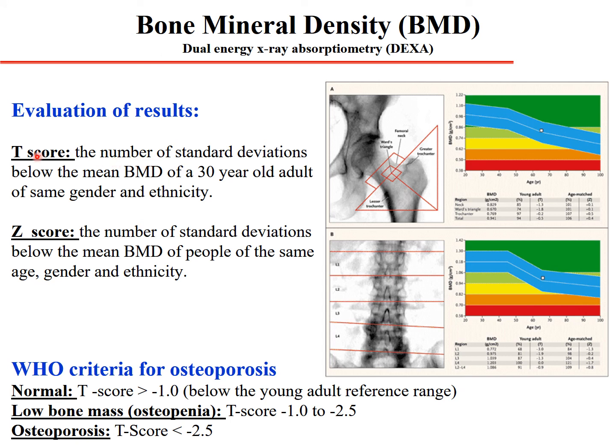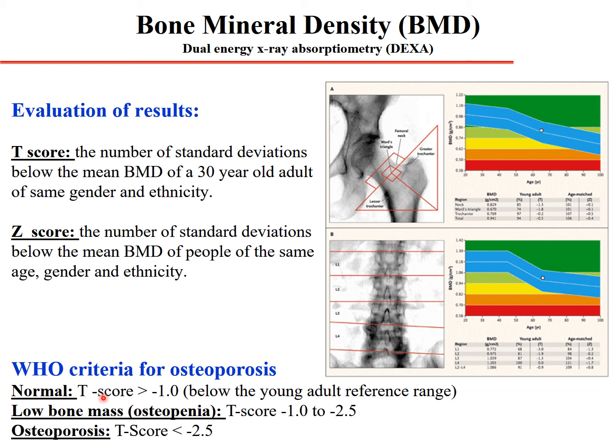The T-score compares the bone density to the maximum bone density reached at the age of 30 in an adult of the same gender and ethnicity. But the Z-score always considers the same age, gender, and ethnicity. The T-score is the more sensitive one. This is why the WHO criteria for osteoporosis are expressed in the T-score.